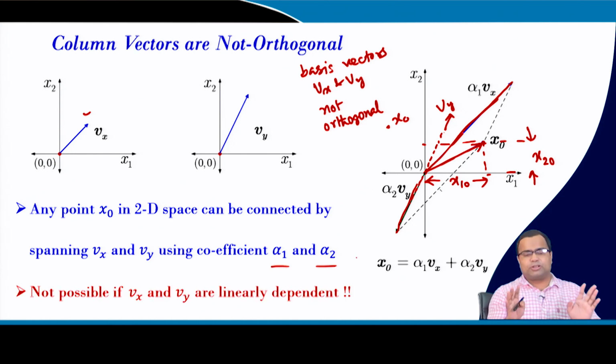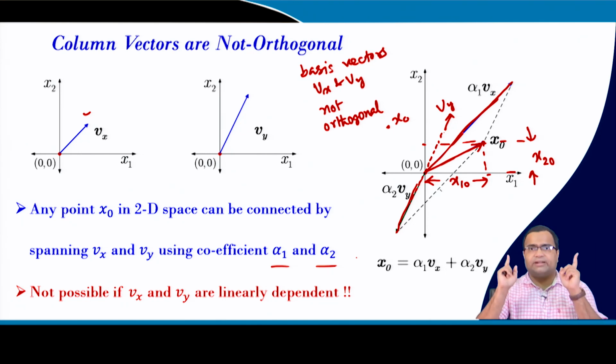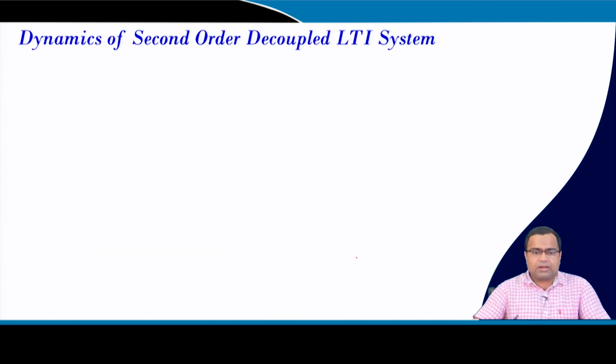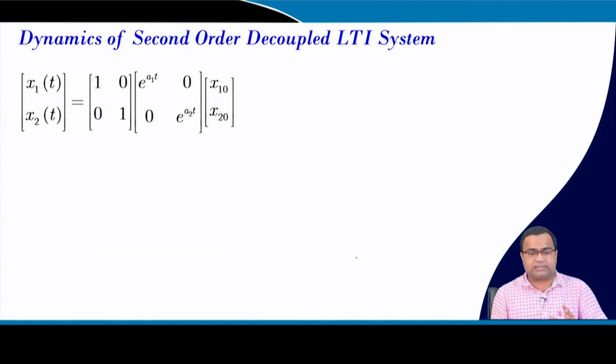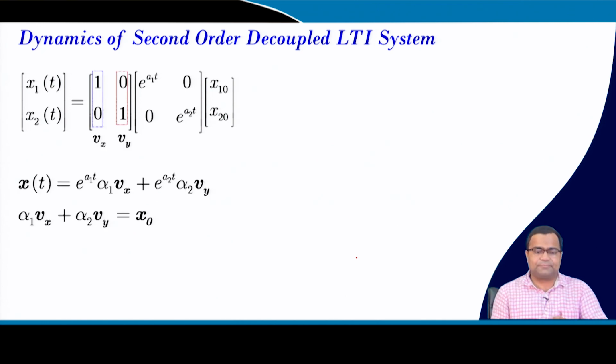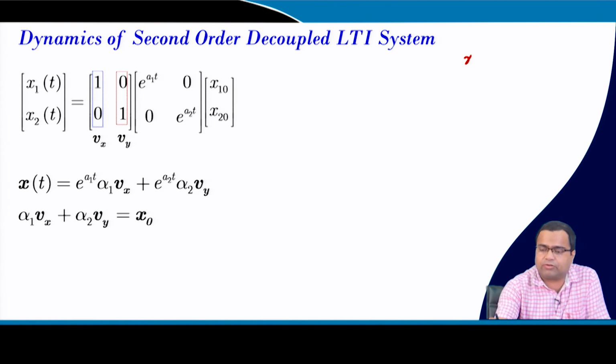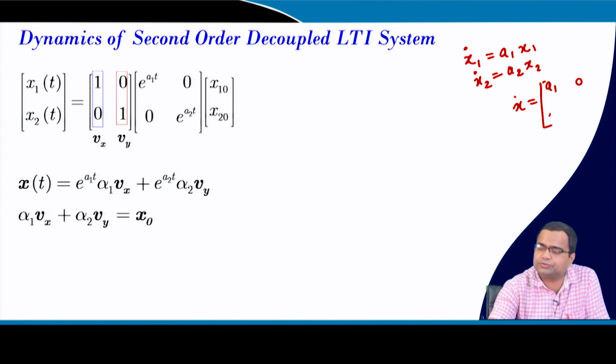But this is not possible if the 2 vectors are linearly dependent. So our first requirement is that the vectors must be linearly independent. Now, we are going to a decoupled system, writing again Vx, Vy. We can write the solution, that means our original equation x dot. For x1 dot we know it was a1 x1, for x2 dot it was a2 x2. So you can write x dot equals a1 0, 0 a2, into x.